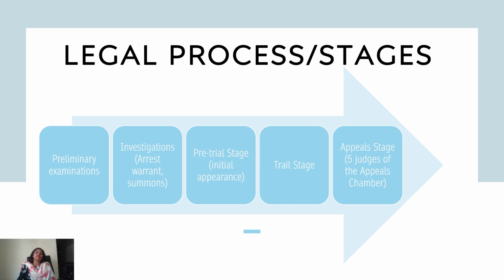After the appeals stage, if the appeal has failed or sustained, and depending upon the result of it, there is the last stage, which is the enforcement of a sentence. If a sentence has been given by the International Criminal Court, the last stage is the enforcement of it. So these are the broad stages of the legal process that are involved in deciding a matter by the International Criminal Court.